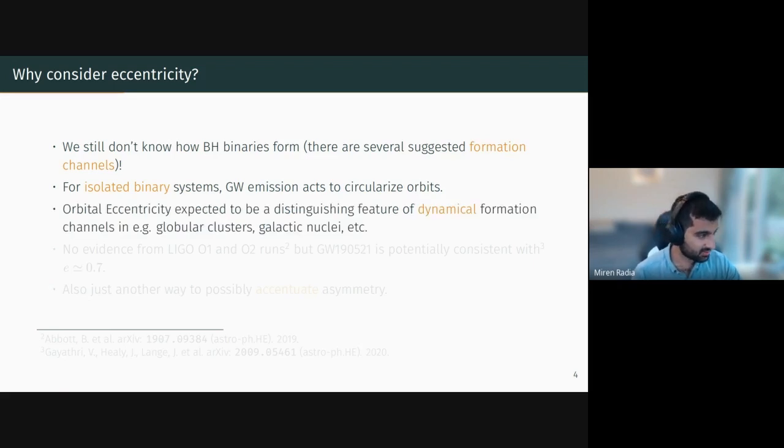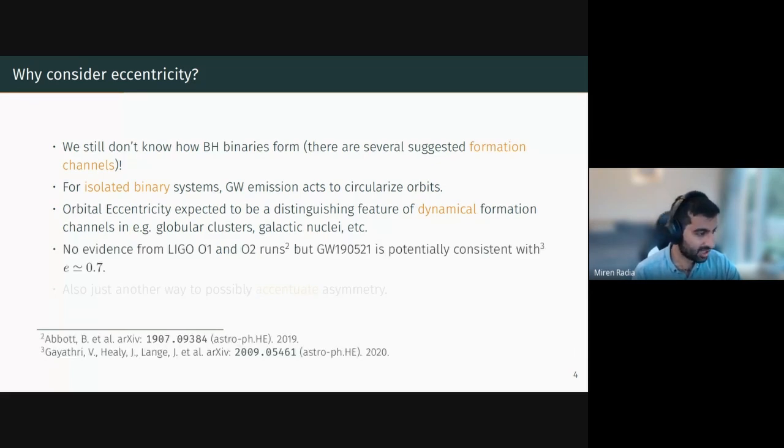But since these studies have come about, orbital eccentricity is expected to be a distinguishing feature of dynamical formation channels in, for example, globular clusters and galactic nuclei, and we can use eccentricity as a means of determining the formation channels of black hole binaries. So there has been some work on the first and second LIGO observing runs, and there was no evidence from this paper that there was any eccentricity in these two observing runs.